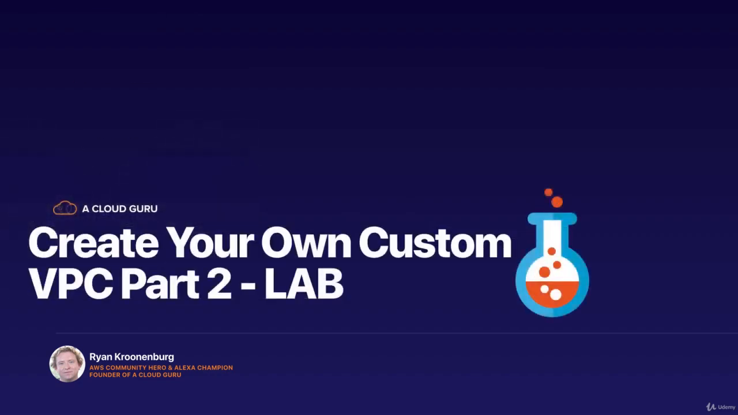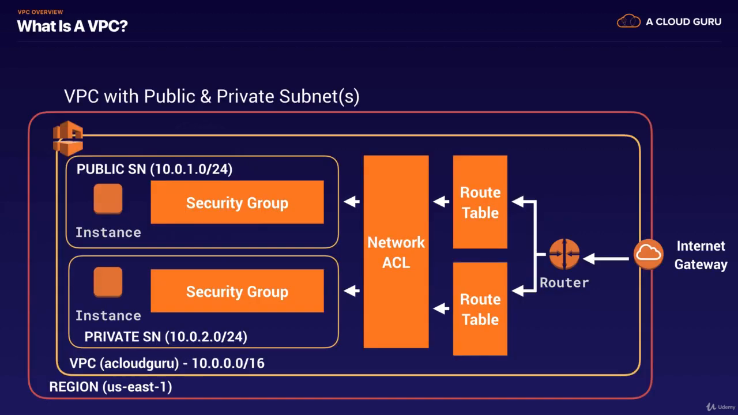In this lecture, we're going to look at part 2 to creating your own custom VPC. So far we've created a VPC. We've got a public subnet, we've got a private subnet, we've got instances in both. But right now, all we can do is SSH into our public instance, in our public subnet. We have no way of communicating to our private instance. So let's go ahead and figure out how we can do that.